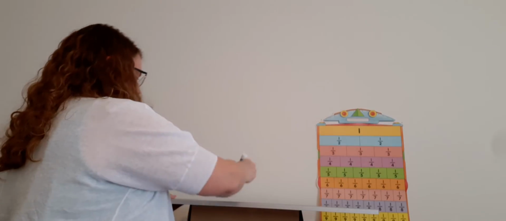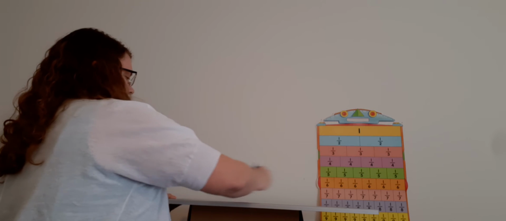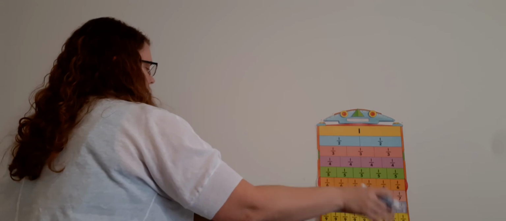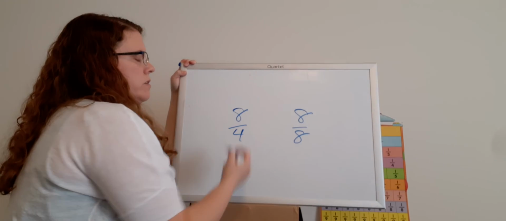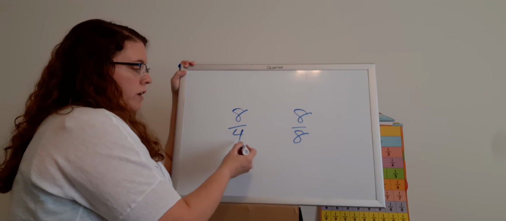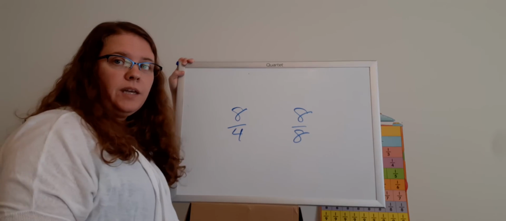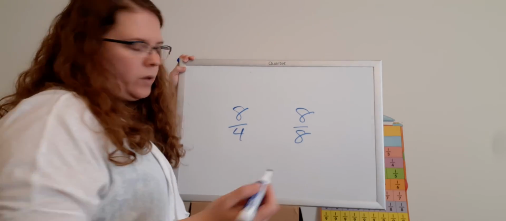So what do they have? They have 8/4 and they have 8/8. All right, so let's take a look at this one. Yeah, our numerators are the same. Our denominators are different. So if I divide something into fourths and I divide something into eighths, which one's going to be bigger? Okay, the fourths are.